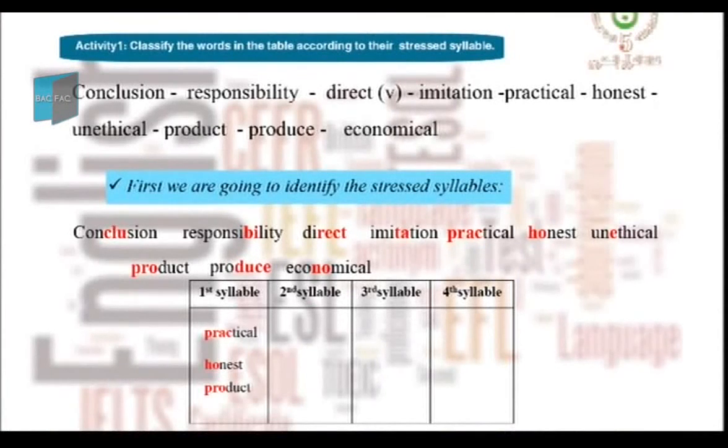Which syllable is it in each word? The first one, first syllable, practical, honest, and product. On the second syllable, we have the word conclusion, direct, unethical, produce. The words that are stressed on the third syllable are imitation, economical. And the word, we have only one, which is stressed on the fourth syllable, is responsibility.